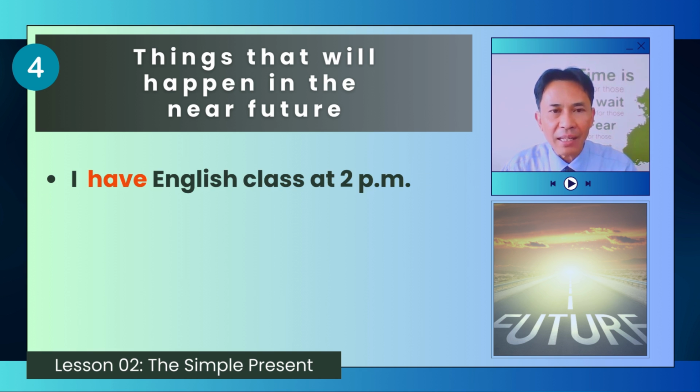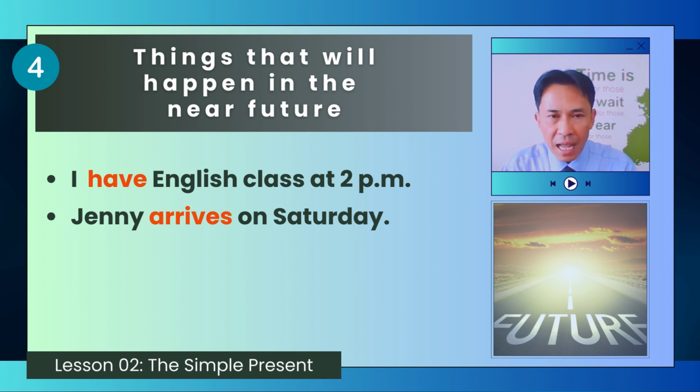I have English class at 2 p.m. So 2 p.m. means that it will happen soon. It's not 2 p.m. yet, but it will happen soon. So I can say, I have English class at 2 p.m., the simple present tense. Jenny arrives on Saturday. Again, Saturday means that it's in the near future. So we can use the simple present tense to say that Jenny arrives on Saturday. You'll also notice that I added an S at the end of the verb arrive because Jenny, the subject, is a she. So we need to add an S.